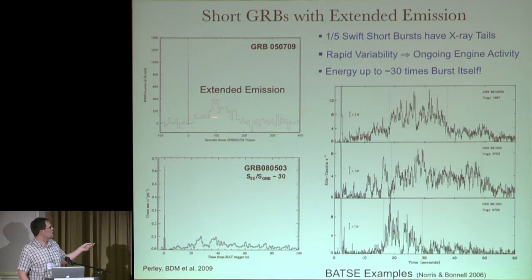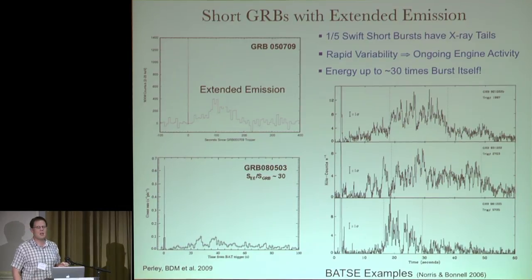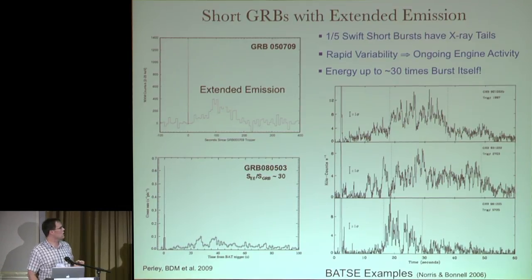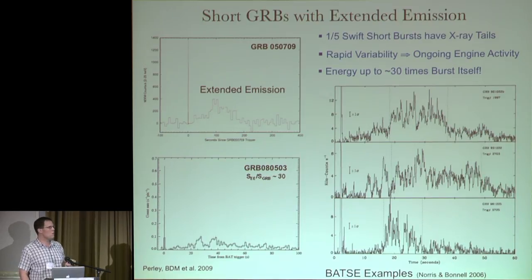And in many cases, this X-ray emission is variable, indicating it comes from ongoing central engine activity. It can be very energetic. And it's very difficult to understand in a model where we're forming this compact accretion disk that's accreting on a timescale of a second onto the black hole. If this is powered by accretion, where is all this matter coming from? Okay.